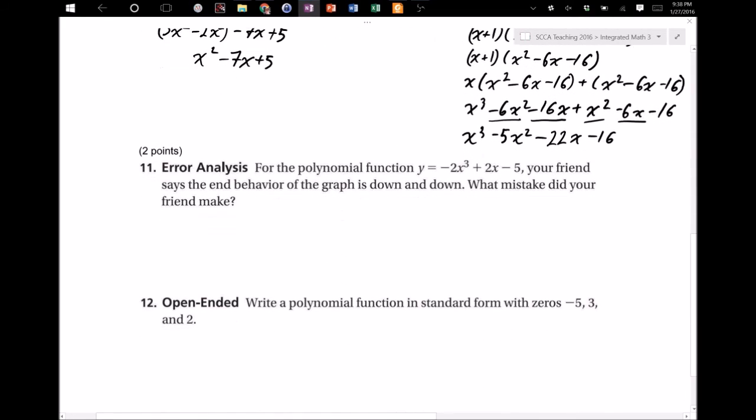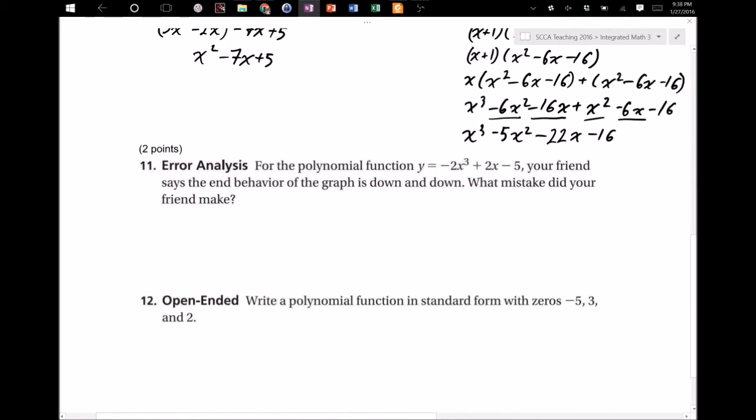Now for the error analysis, it says for the polynomial y equals negative 2x cubed plus 2x minus 5, friend says the end behavior is down, down. Down, down's only going to occur if you have something like this, negative x squared. There may be a different coefficient. So what mistake did our friend make?